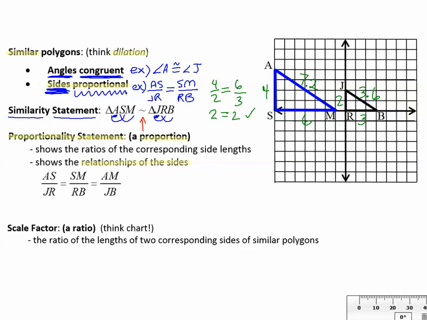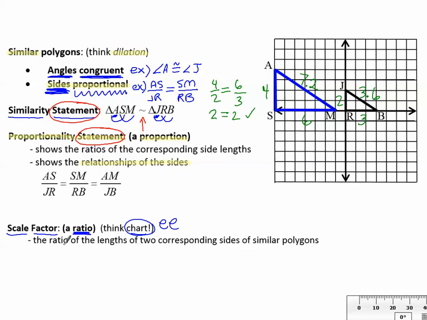Remember the word statements, like proportionality statement, similarity statement. We use statements in proofs, like we will be doing with these. Remember that when we dilated, we had a scale factor. That was our ratio. Remember the chart? Where does scale factor go? That's right, in the EE column.